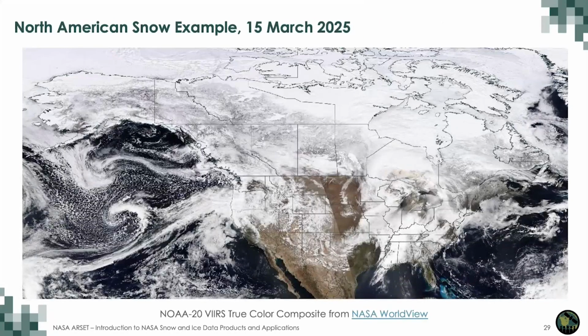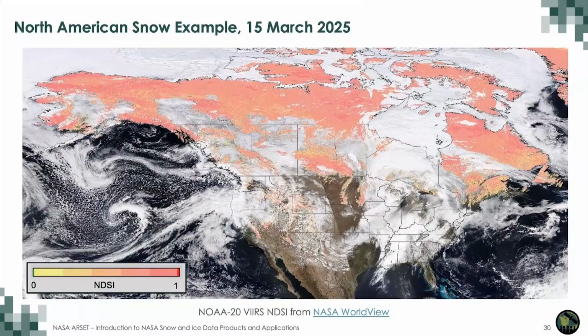So another example, more recently, this is March 15th of 2025. This is a full North America example. This is the True Color composite, and this is the NDSI from VIIRS. You can see there's a lot of snow cover, but there are patches that look like they probably should be snow covered, but it's not being retrieved. And that's likely due to clouds or the cloud masking.